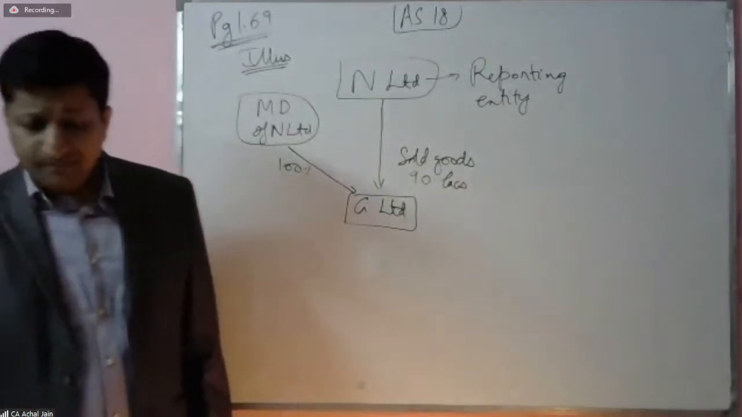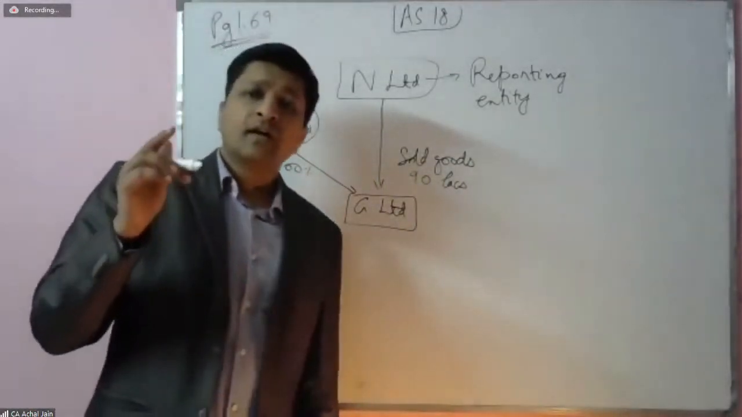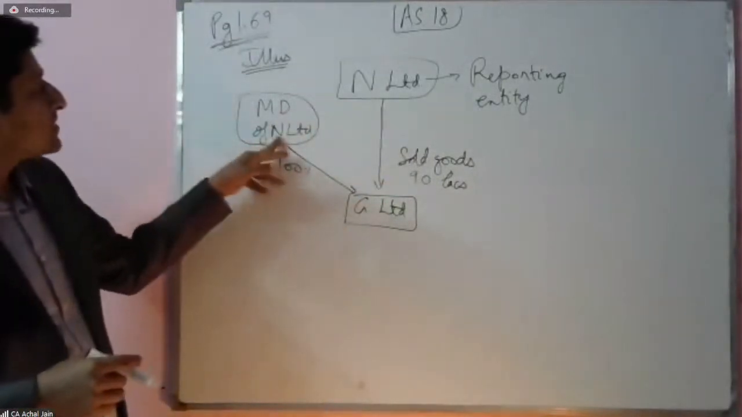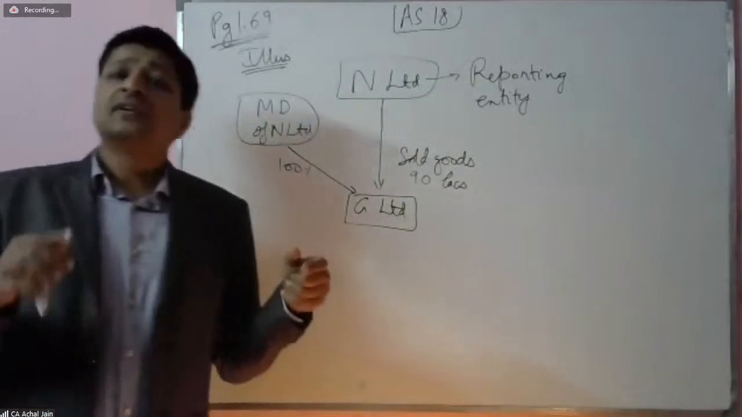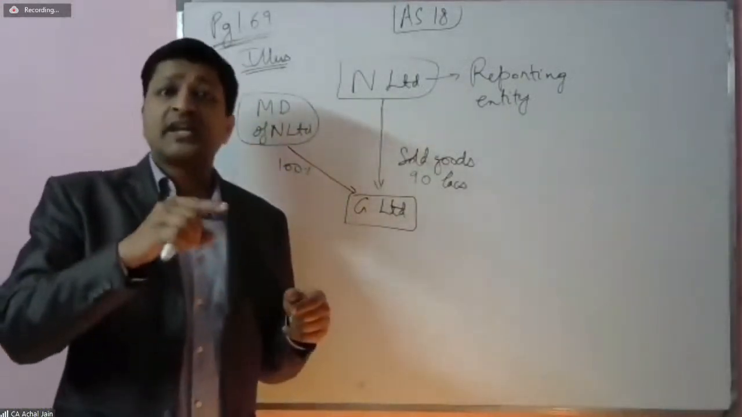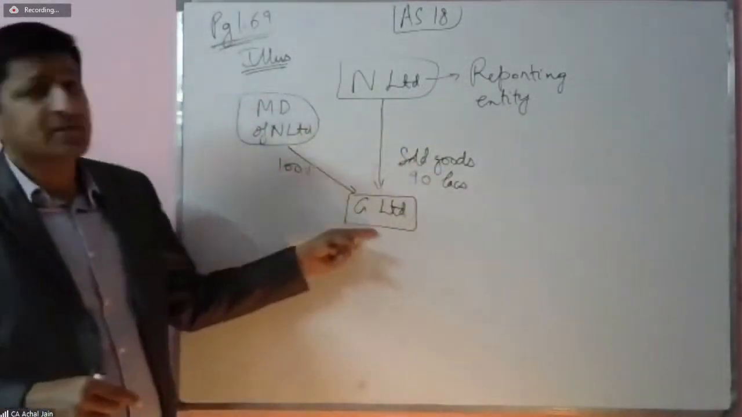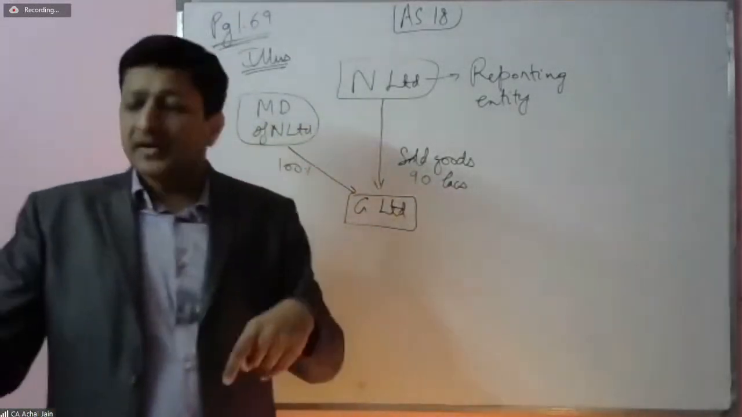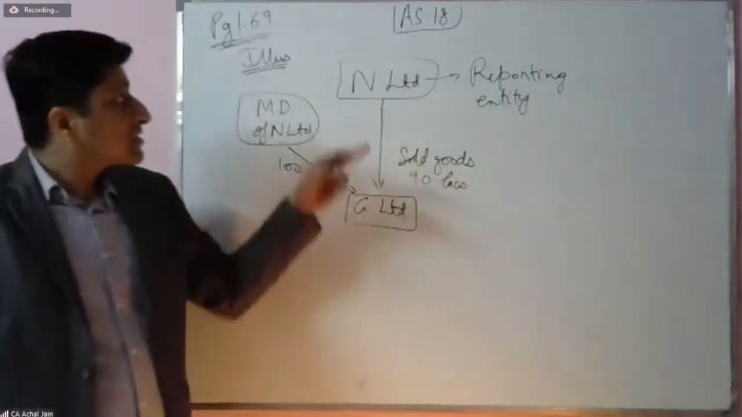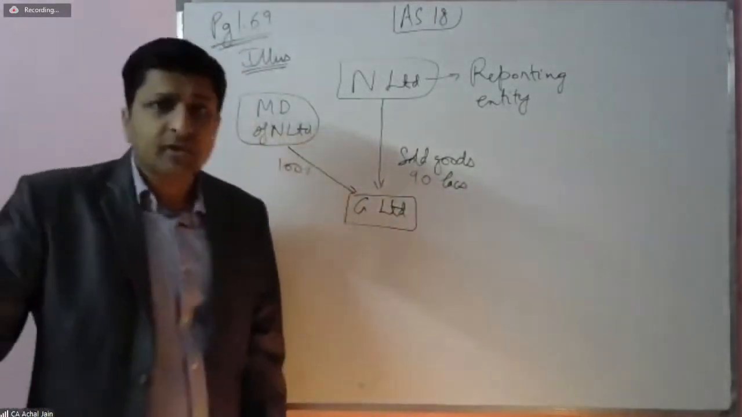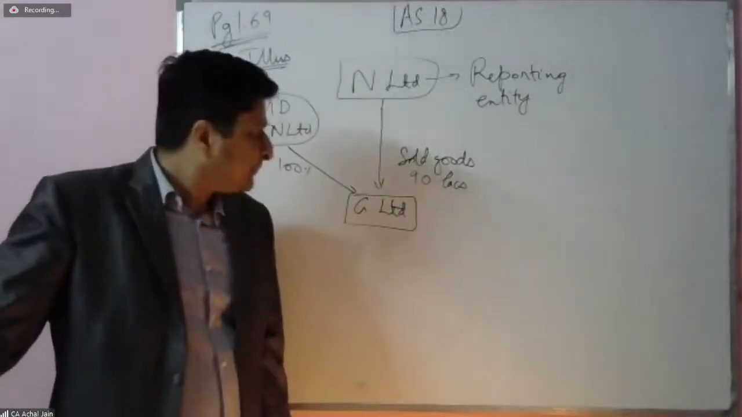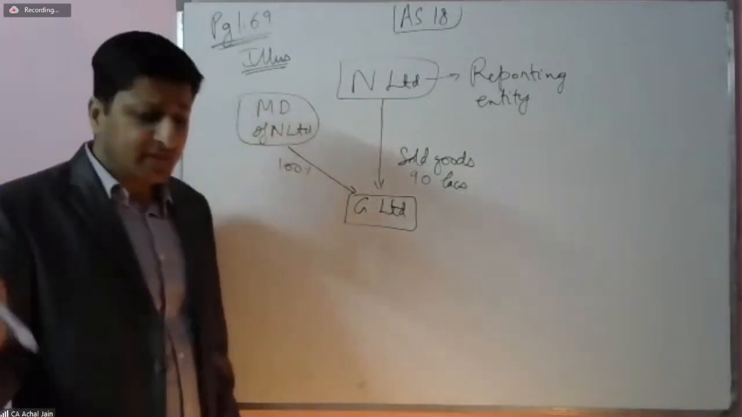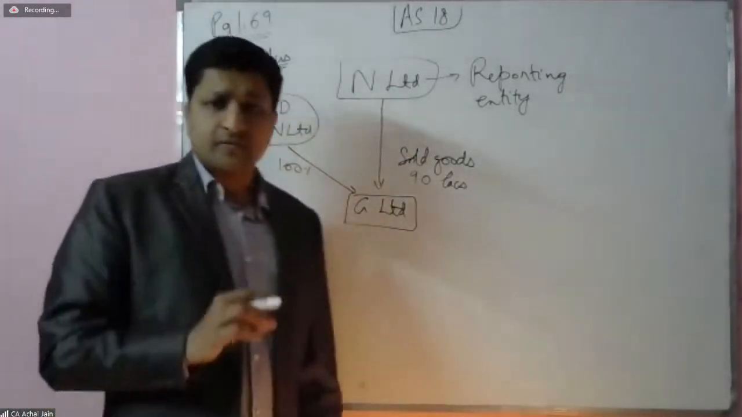Now in this case, if you look at the KMP, who is the KMP of N? It's MD. So wherever the MD, meaning KMP of the entity, is able to exercise significant influence, remember that situation, that related party relationship? Because of this, N and G will become related to each other. Correct? The moment they become a related party, any transaction between them requires disclosure.